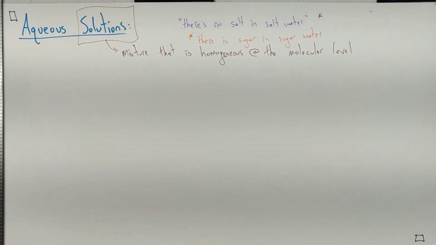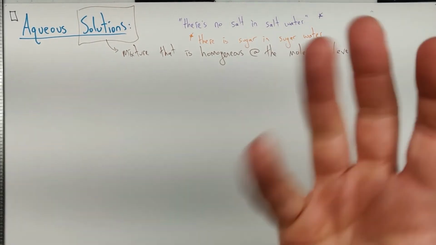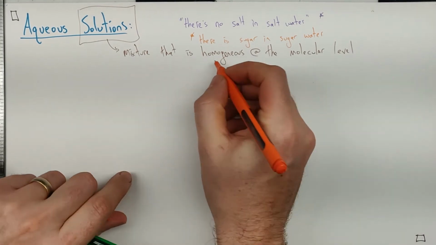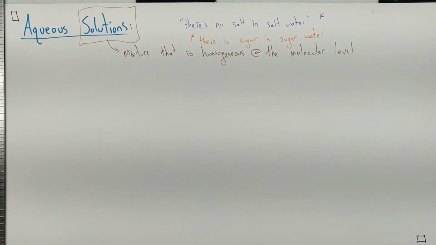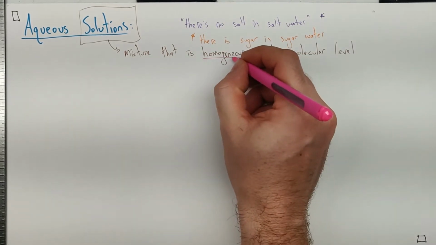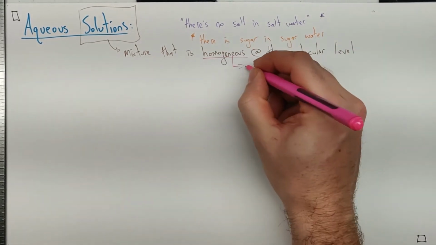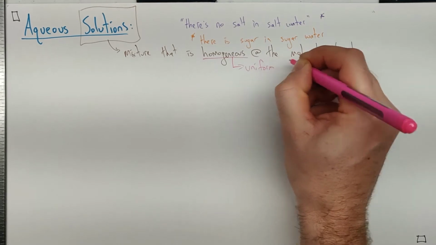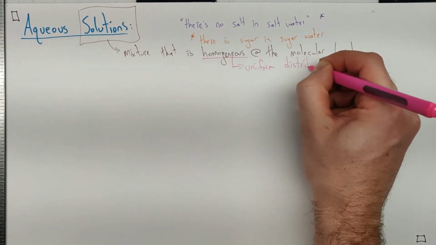Alright, and what do we mean by homogeneous? That's another vocabulary term from earlier in the semester. In fact, orange would be a bad color there. What do we mean by homogeneous? We mean uniformly mixed. There's a uniform distribution of particles.